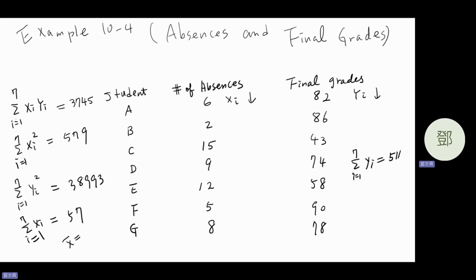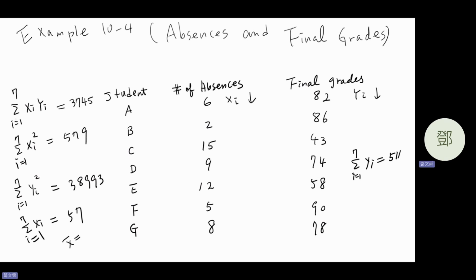He's also busy. Okay? 12. He or she had been absent for 12 times. And what is the grade? 58. He or she deserves it. Okay, 5 times 90, and 8 times 78.